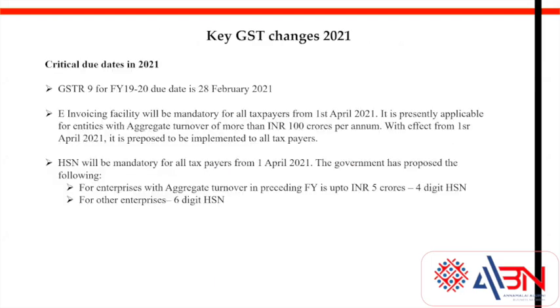Now, key changes that are expected for 2021: GSTR 9, which is the annual audit for 1920, is due on February 28, 2021. So if not already started, please go back and check with your teams if they are working on this presently, because the due date is expected on 28th. There are talks that this might get extended or not, but there's nothing official. So we have to prepare for the worst.